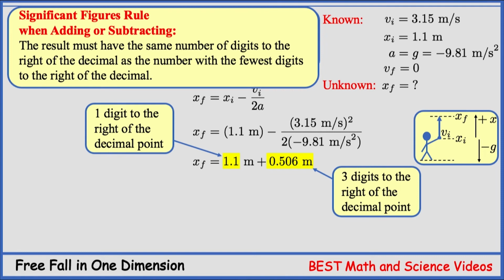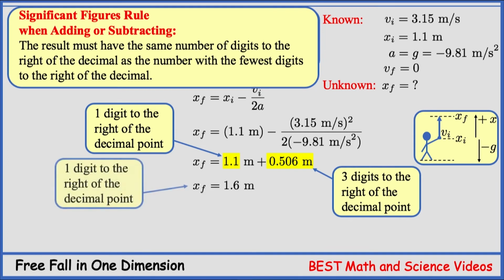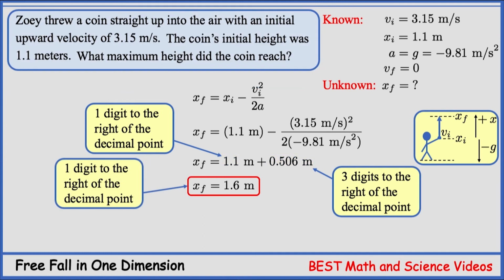So back to the calculation. Adding, we find that xf equals 1.6 meters. This correctly has just 1 digit to the right of the decimal. And this is your answer. The coin reached a maximum height of 1.6 meters. Remember that the coin's original height was 1.1 meters, so the final height of 1.6 meters is reasonable.